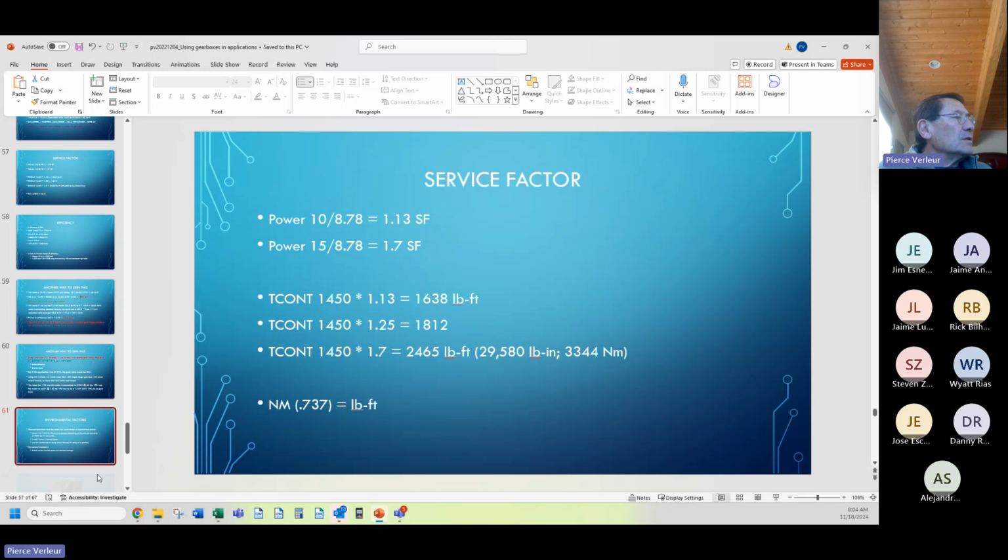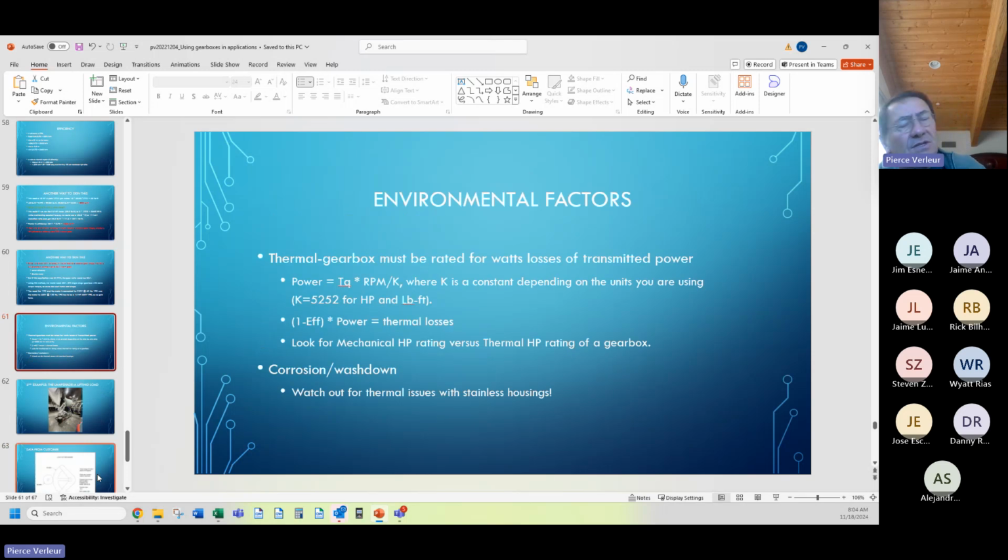Okay, I want to talk a little bit about environmental factors because these are very important. Ambient temperature sources next to a gearbox. Man, how many times have I been blindsided by that? Oh, you forgot to tell me it's running inside a furnace.